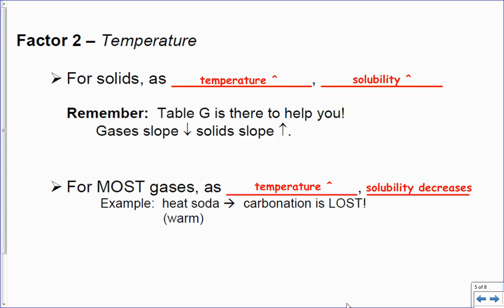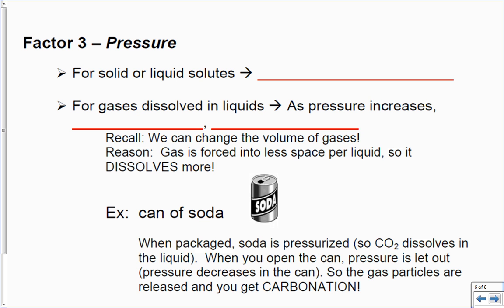How do we remember this? Well, remember, temperature is the measure of average kinetic energy. Kinetic energy is the energy of motion. The higher I heat the gas, the more it moves around. The more it moves around, the more those gas molecules get to the surface and can escape into the atmosphere. Okay, how's that? Pressure. For liquids and solids, basically there is no effect.